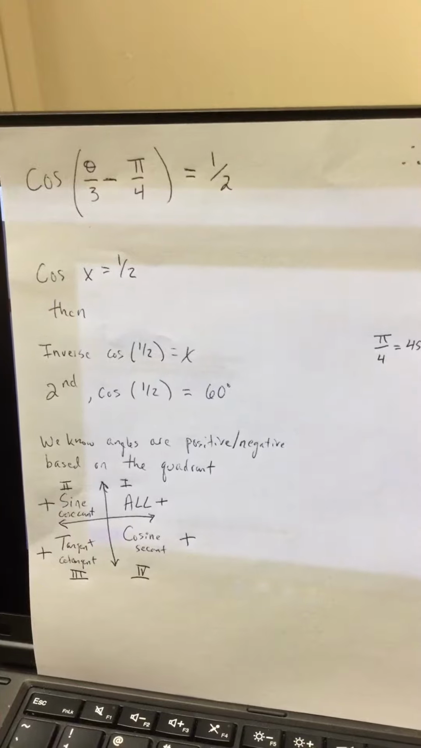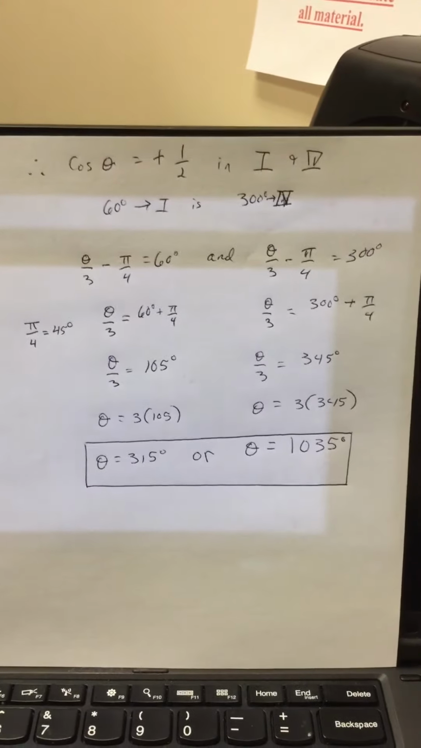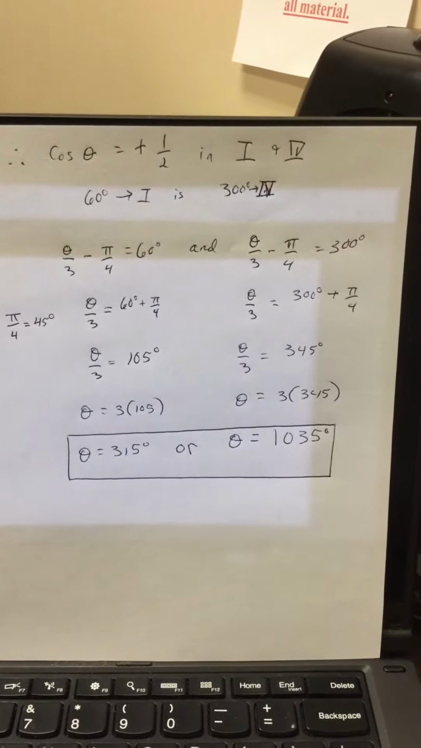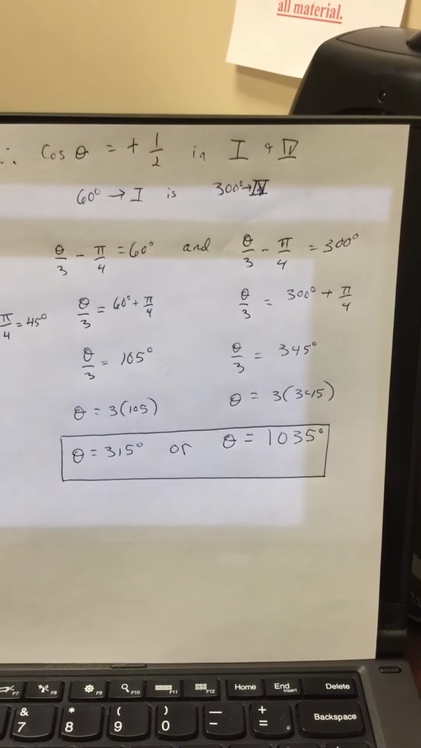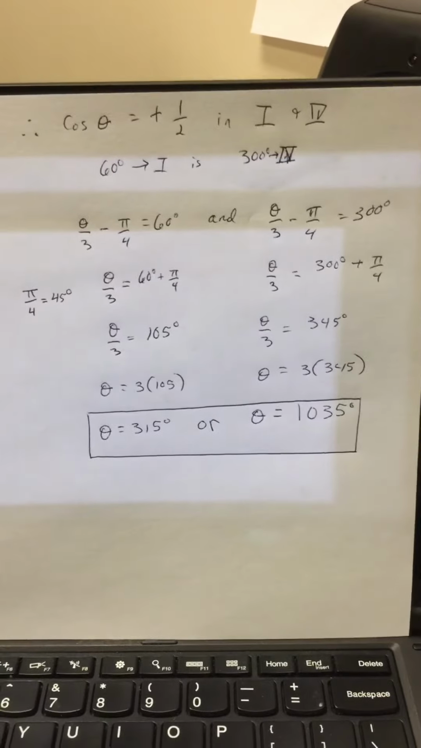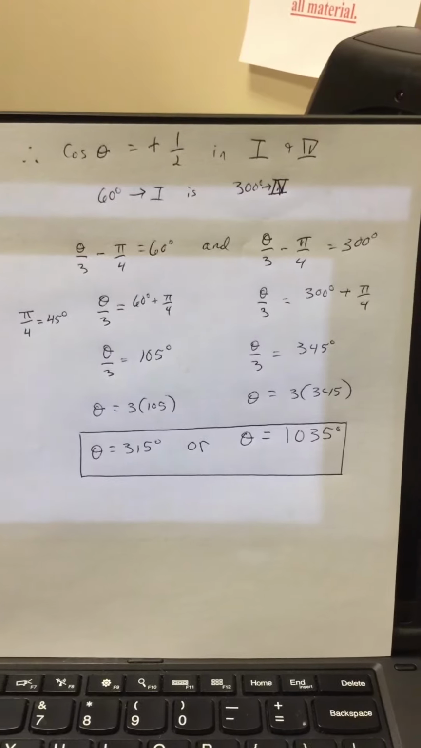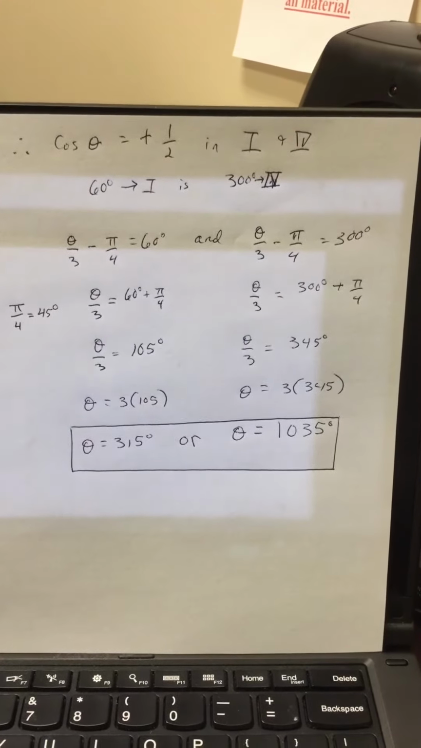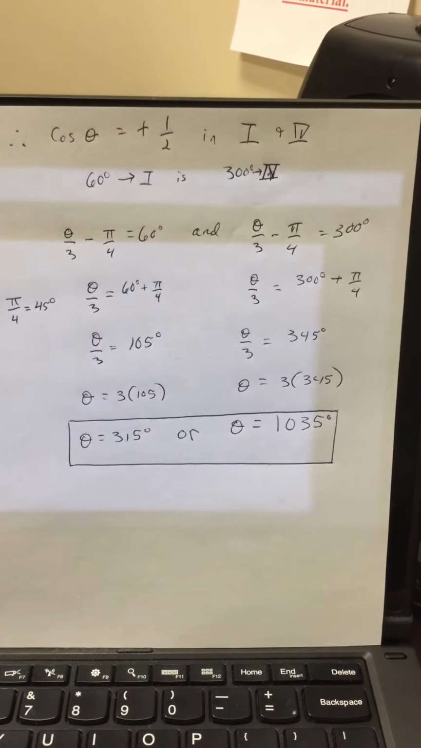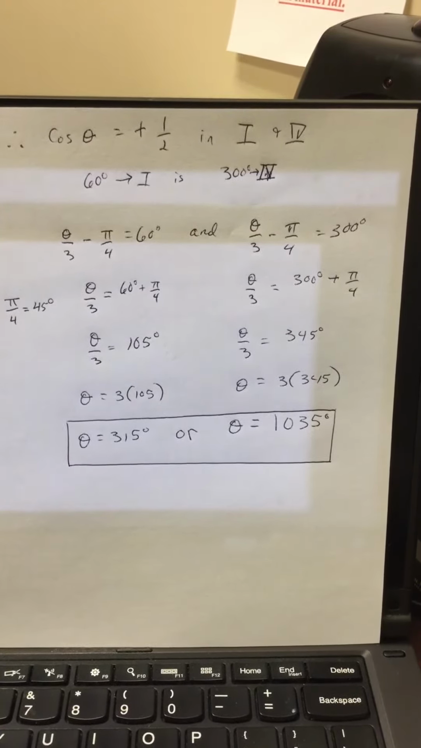So then I just take the parentheses of theta over 3 minus pi over 4, and I go ahead and solve that here. So theta divided by 3 minus pi over 4 equals 60 and also 300. Add pi over 4 to both sides since that's a constant. And if you want to work with angles instead of radians, pi over 4 is 45 degrees, since pi is 180. So after I add 45 to 60, I get 105. It's the same equation on the other side, so 300 plus 45.